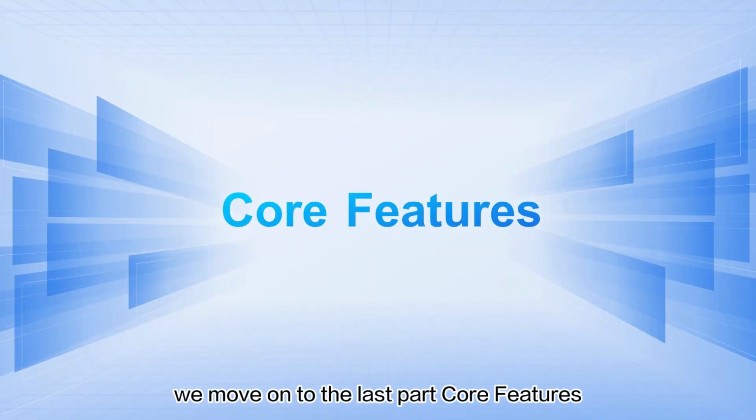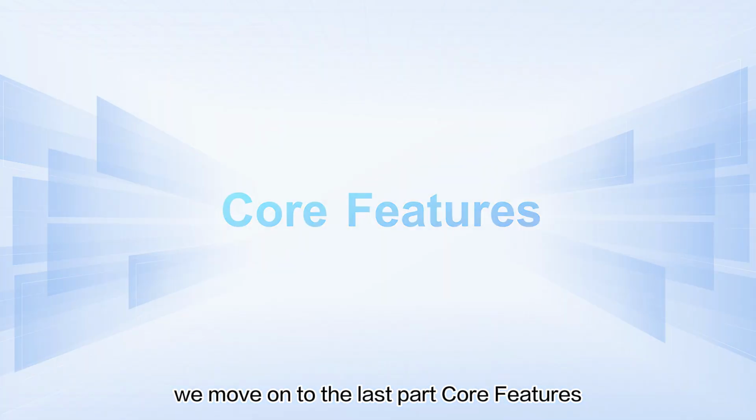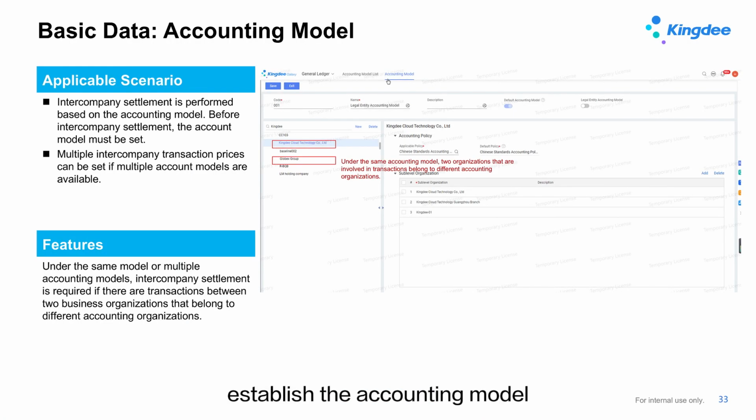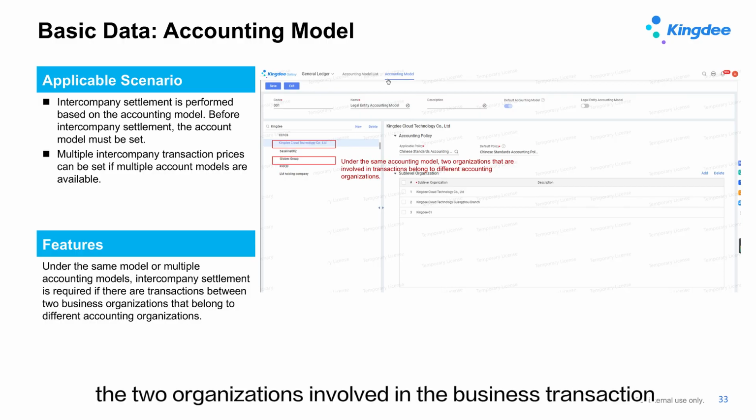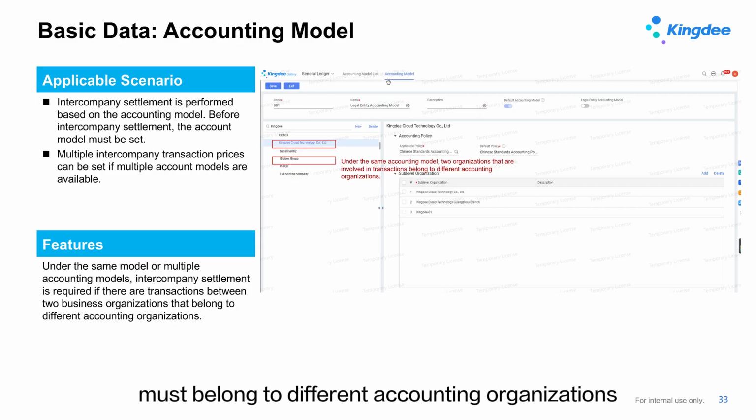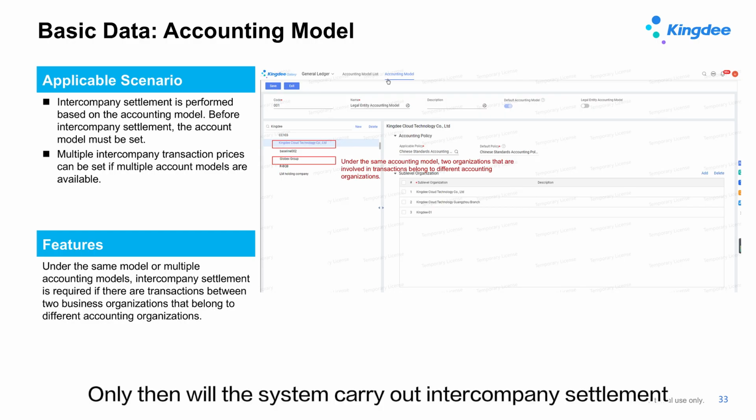Next, we move on to the last part, core features. First, establish the accounting model. Under the same accounting model, the two organizations involved in the business transaction must belong to different accounting organizations. Only then will the system carry out intercompany settlement.